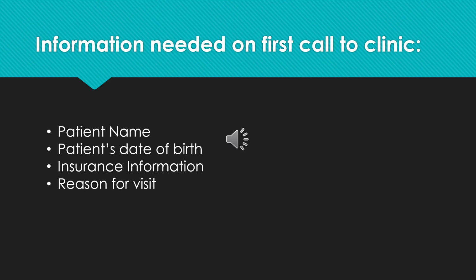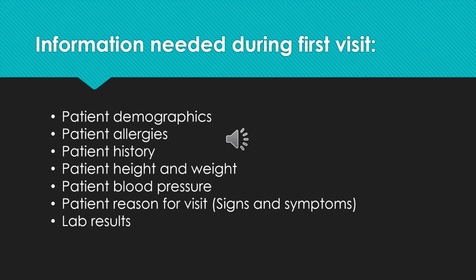The information needed on the first call to the clinic includes patient name, patient date of birth, insurance information, and the reason for the visit. The information needed during the first visit includes patient demographics, patient allergies, patient history, patient height and weight, patient's blood pressure, the patient's reason for visit, signs and symptoms, and the patient's lab results.